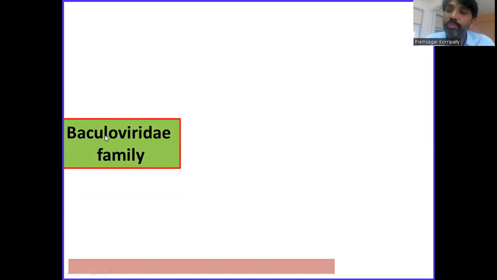This virus, Autographa californica multiple nuclear polyhedrosis virus, belongs to a family called Baculoviridae. The word baculo comes from the Latin language, and in Latin, baculo means stick. The baculovirus or Baculoviridae family viruses are rod shaped viruses. Hence, they are called baculo.